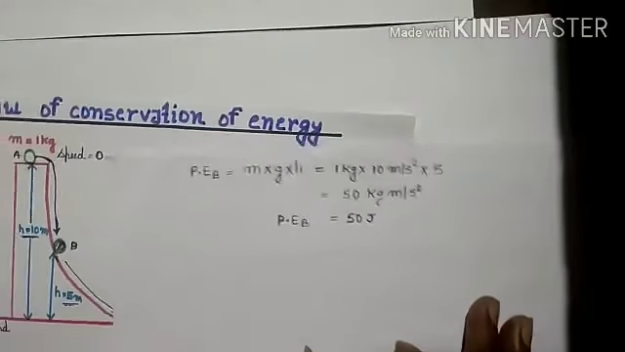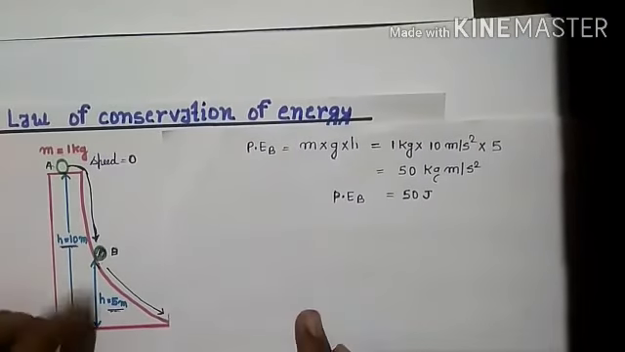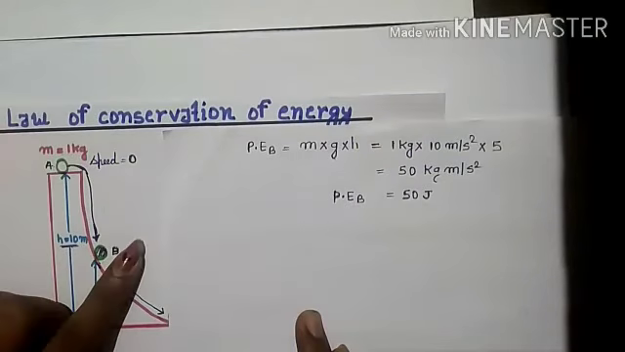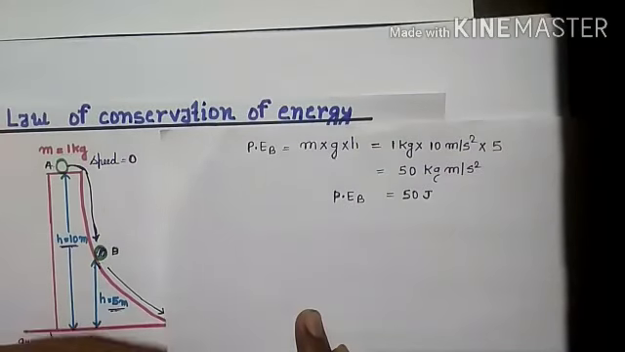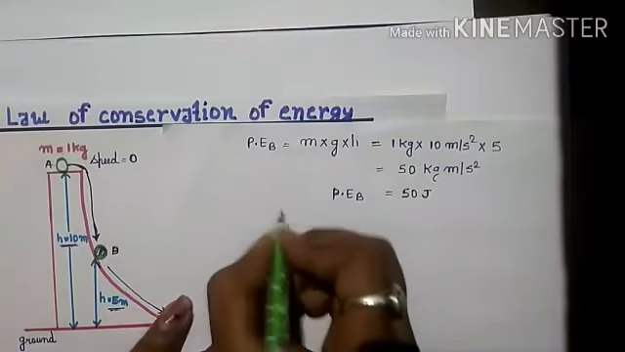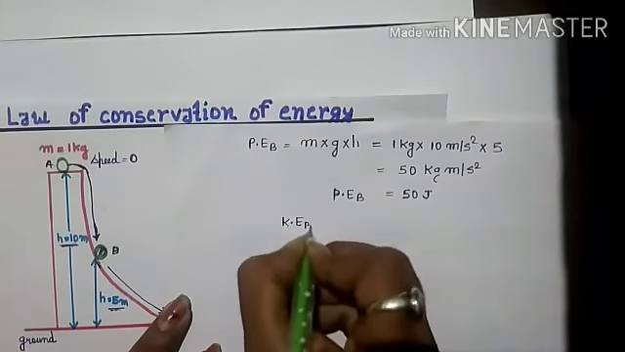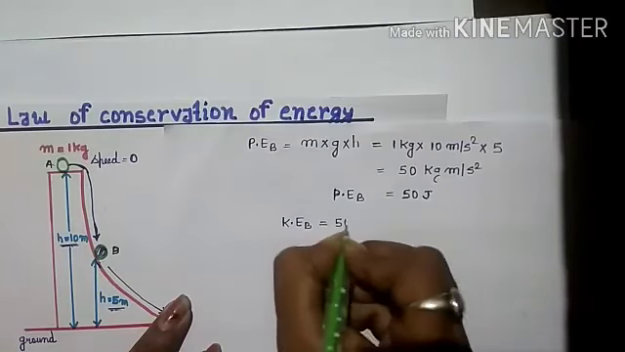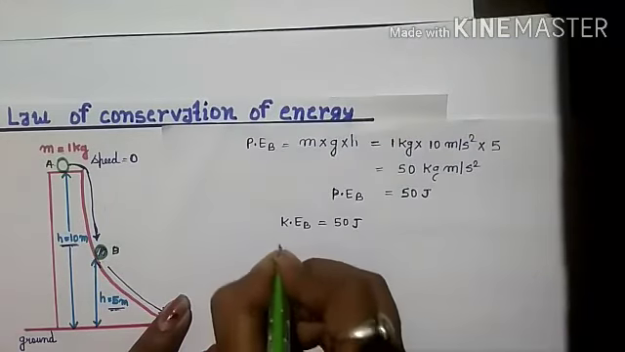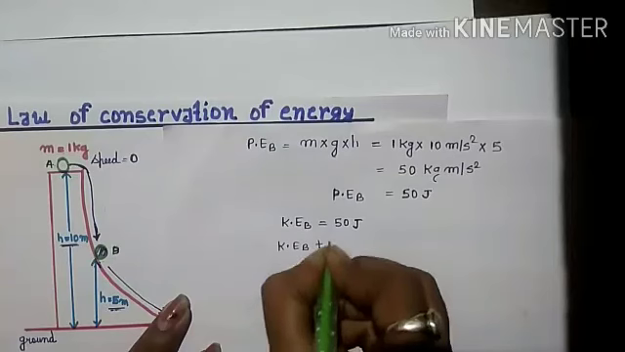So the total energy remains constant at points A, B and C. That means the sum of potential and kinetic energy should be 100. Therefore the kinetic energy at B will be 50 joule, so that the sum remains constant, that is 100 joule.